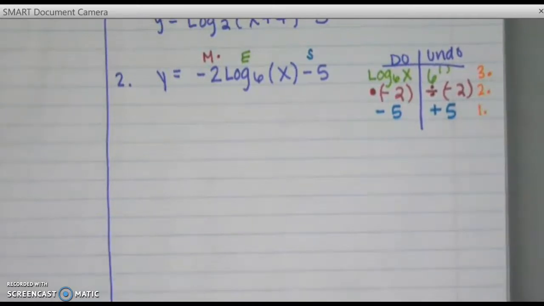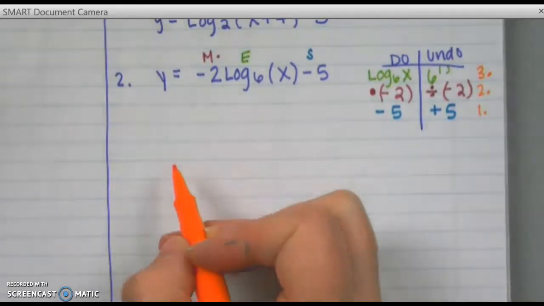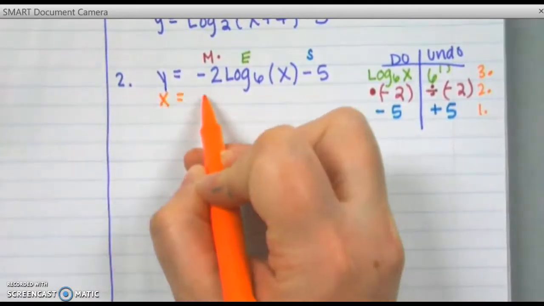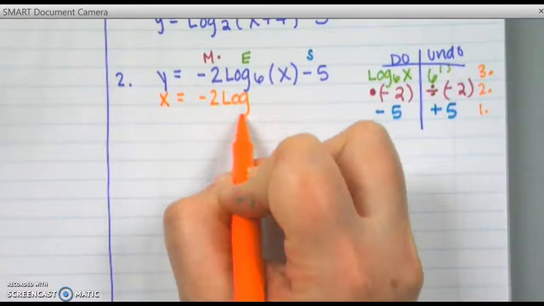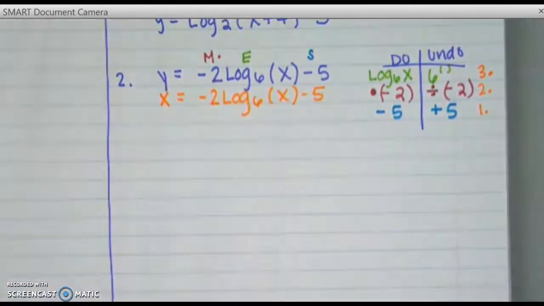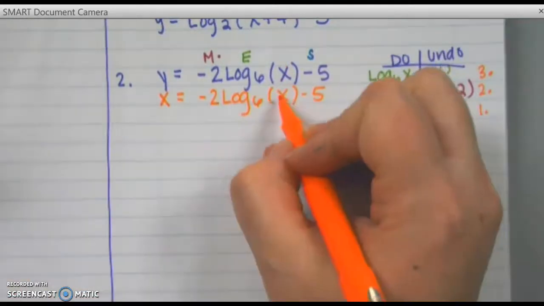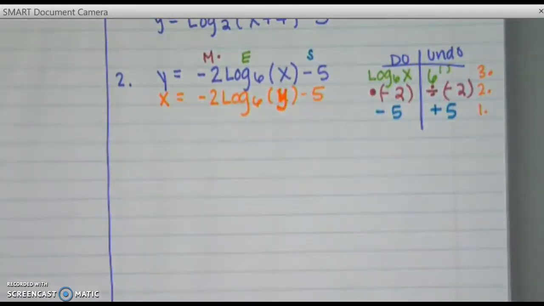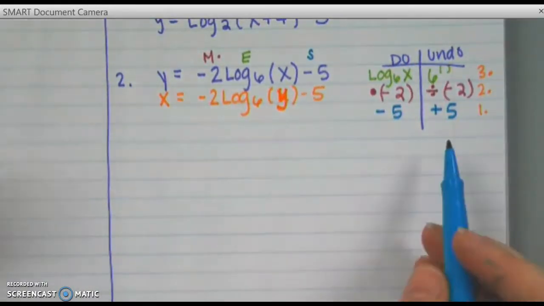All right, so when I go to work it out, I'm going to be using my undo list to help remind me of what I'm supposed to be doing. So I am going to swap my x and my y. All right, oh, I always forget to do this. I always forget to actually make this one y. All right, so the first step is to add 5.